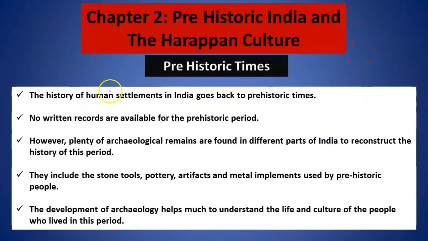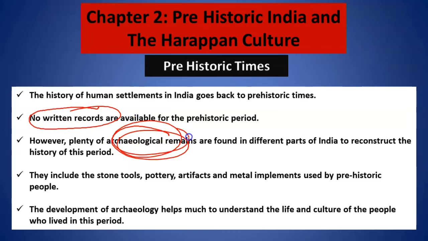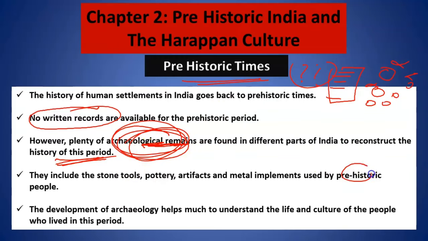Let us proceed. Now, if we talk about our prehistoric time, as I have already told you, we do not have any written records for them. Whereas we still have a lot of archaeological remains through which we are able to reconstruct the history. Hamare paas koi likhit pramaan nahi hai, lekin hum archaeological evidences se pata lagate hain ki prehistoric time mein kya hua hoga. Alright, now what are those archaeological remains through which we come to know about our prehistory? These include the stone tools, the pottery, the other artifacts, and the metal implements.